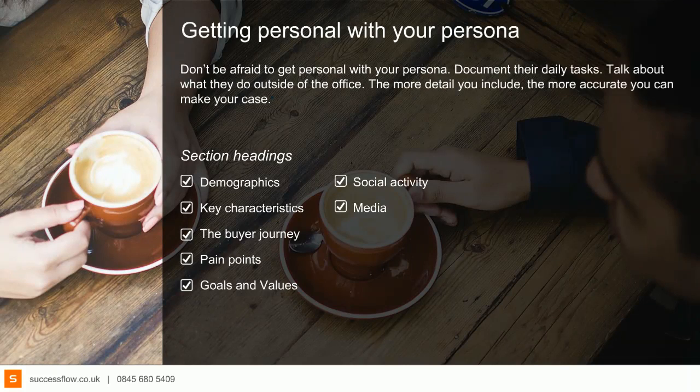Social activity, where do they hang out socially? What kind of media do they consume, from trade publications, trade events, that kind of thing. It's always good to know what they're doing. And it's always good to have a photograph of them. If you've got a picture of them, you can relate to them yourself on an emotional level. Knowing who they are and what they look like is so much easier to talk to them.